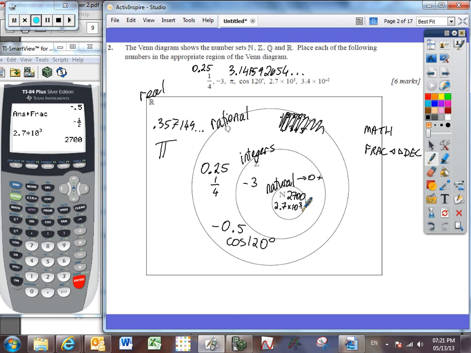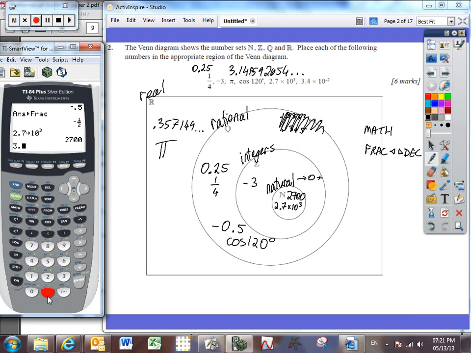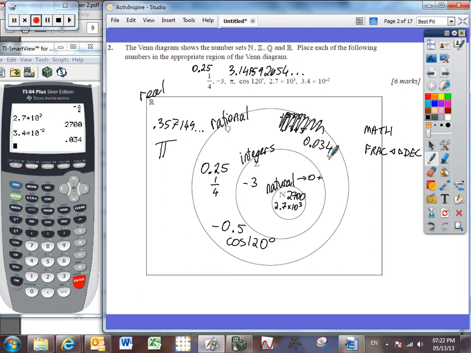And lastly, 3.4 times 10 to the negative 2. I can handle this by putting it into the calculator. 3.4 times 10 to the power of negative 2. And look, I end up getting a terminating decimal of 0.034, which we can write down as the original thing, a small number. The decimal has been moved over twice because of that scientific notation power. So we ended up with only one number in the naturals number set, and one number in the integer set, 3 numbers inside the rational set, and 1 number outside. Let's move on to number 3.